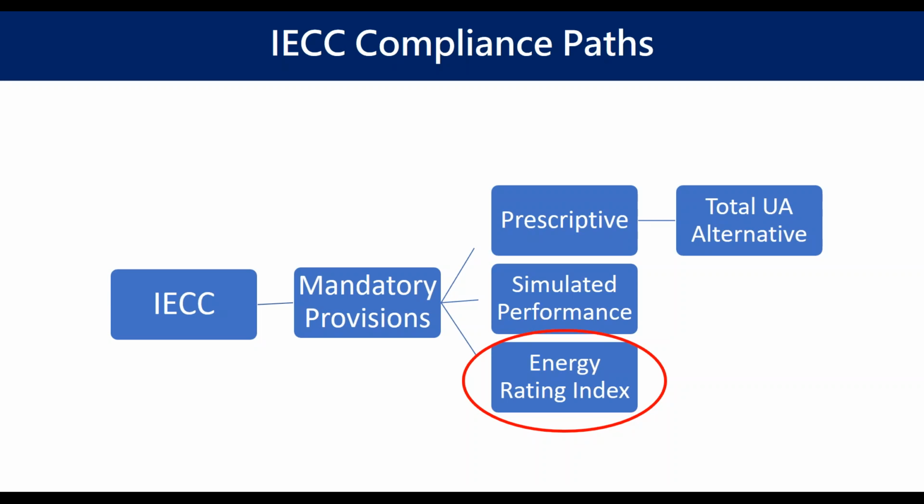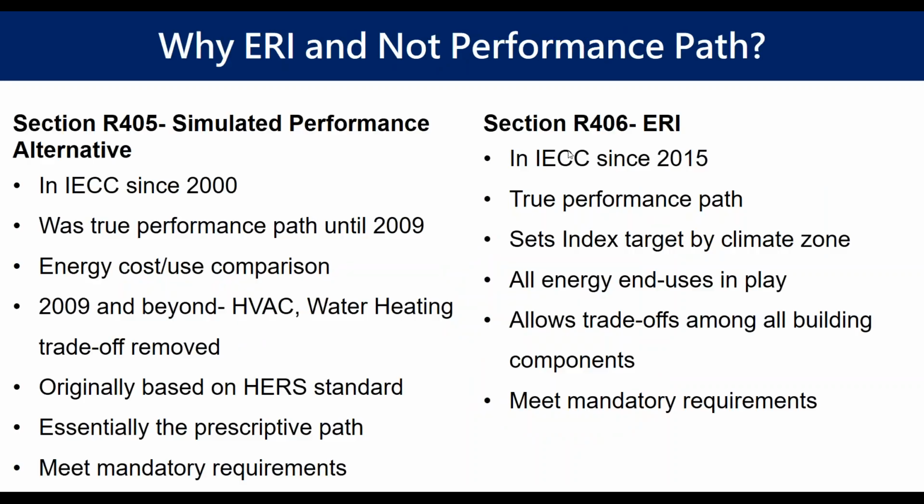And there's sometimes confusion about why there are two performance paths within the IECC, and I'm going to explain some of that next. So we have the simulated performance alternative, which is section R405 in the IECC. It's been in the IECC since the first edition in 2000.